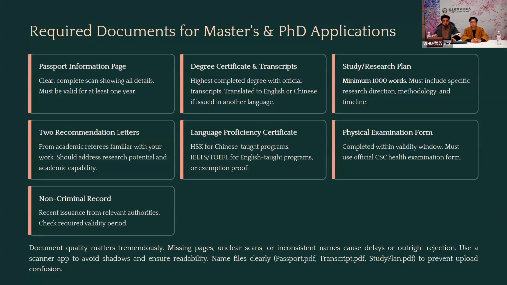And there is one more document which is compulsory to apply for CSC scholarship at Wuhan University, which is non-criminal record. Recent issue, within 6 months, your non-criminal record is required to apply for this scholarship. Document quality matters. It is an important point. Missing pages, unclear scans, or inconsistent names cause delay or outright rejection of your application. This is the most important. Don't be lazy and prepare your documents well.